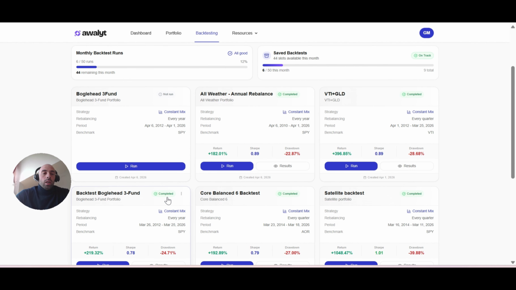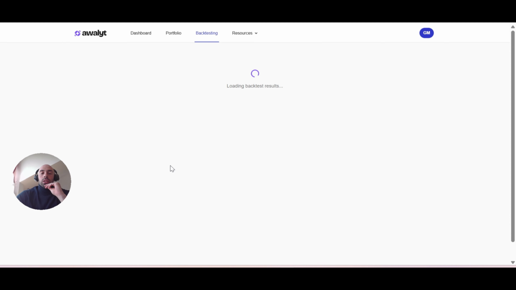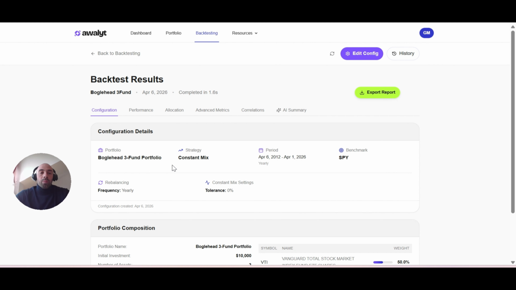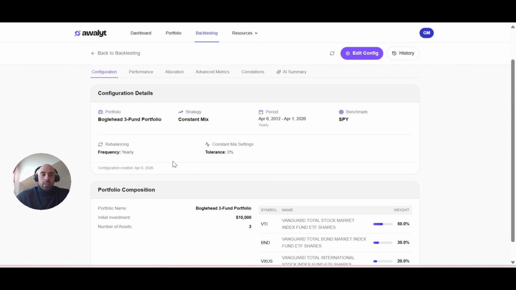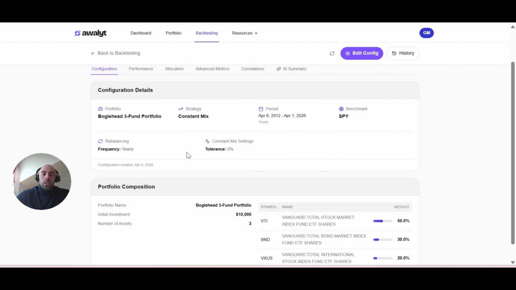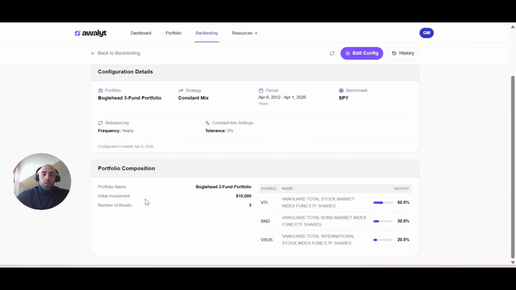Then we will launch this first backtest. So we run the backtest. And here in this dashboard, we can see already the first results of this backtest. We can see the return is 225% in these 14 years. But then we are going to see all the results. So in the result history, we can see again all the configuration. We can see the portfolio that has been used, and this portfolio is starting with $10,000 with 3 assets.